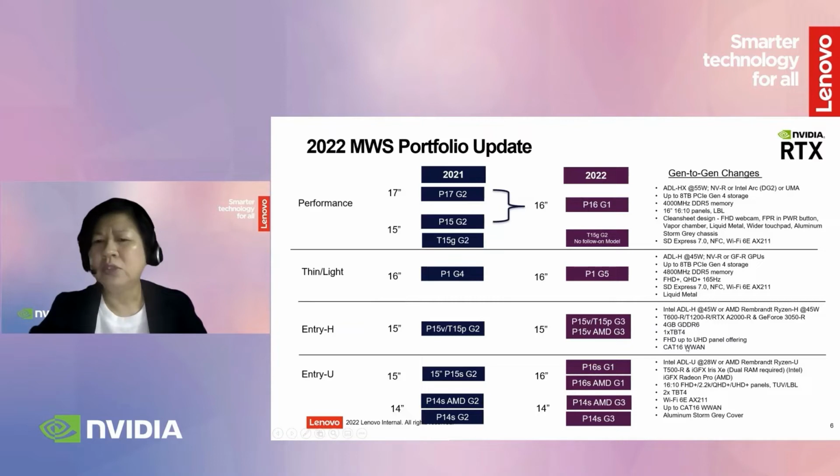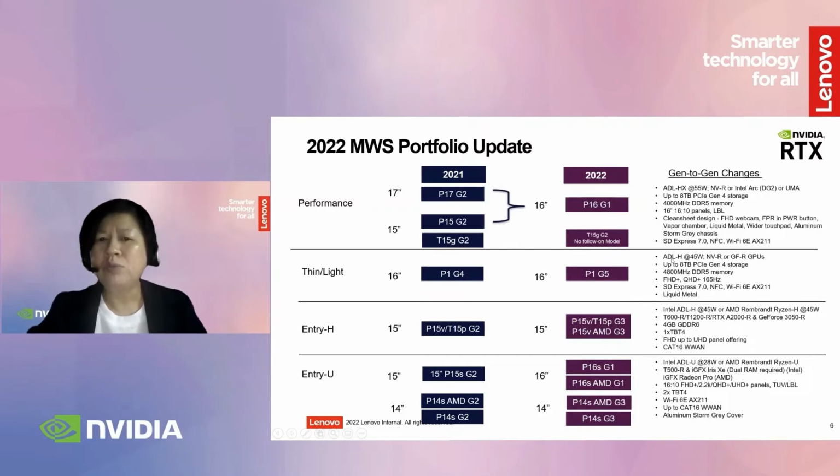With this you can go all the way up to the A2000 graphic card, which is a very powerful card for people looking at entry level, and yet able to get better graphic cards. We also have a T15p Gen 3, which is running on the GeForce card. This is the main difference between the P15v and the T15p Gen 3.